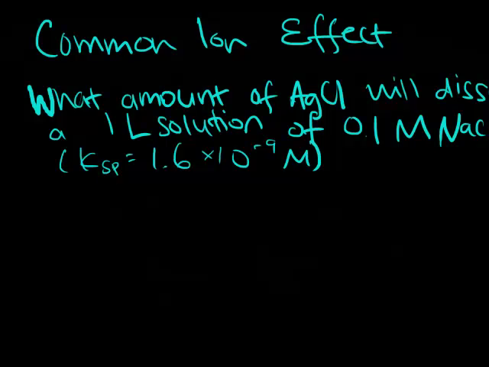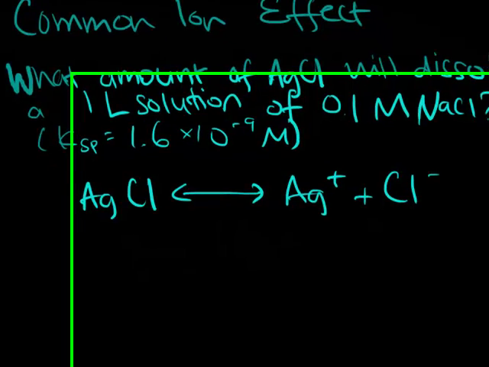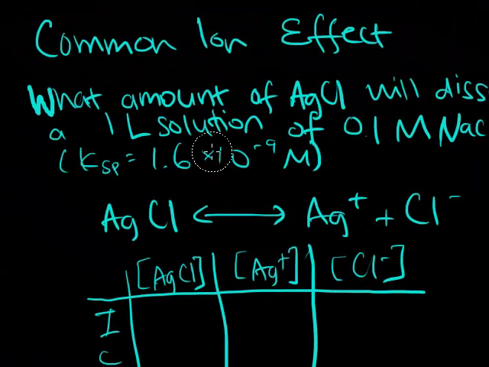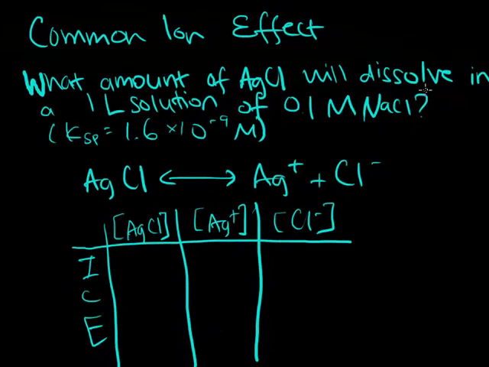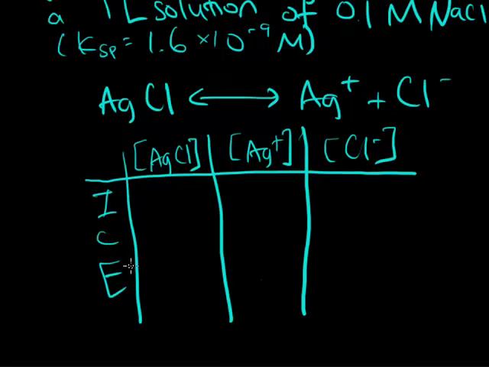First, you should write the equation. In this case, silver chloride is being dissolved, so it will dissociate into silver ions and chloride ions. Then set up an ice table. An ice table is basically where you organize the problem, so it shows the initial concentration, the change in concentrations, and the concentration after the system has reached equilibrium.